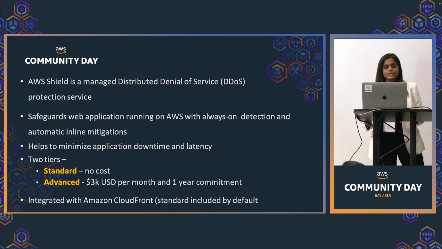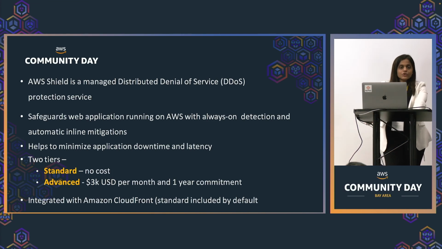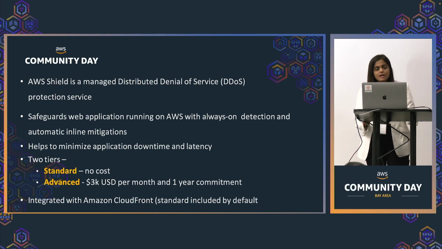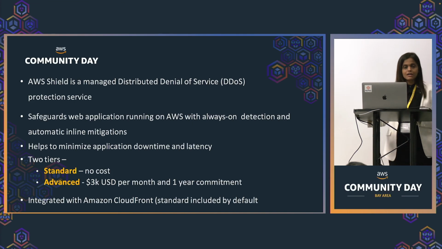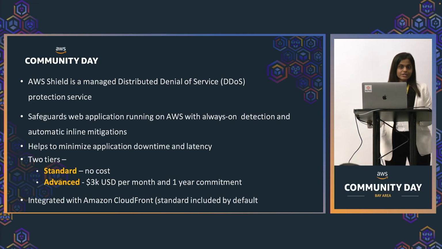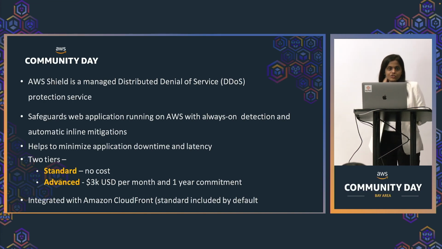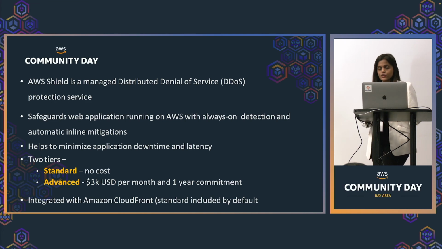Shield. Shield is basically an AWS managed distributed denial of service protection service, where it will safeguard your application running on AWS, with always-on detection and automatic inline mitigations. There are two tiers available for Shield, standard and advanced. Standard is free by default and it can be integrated with your CloudFront, because CloudFront automatically enables standard Shield whenever you are using it as a custom origin. And for advanced, you have to pay a hefty amount because it will take care of additional DDoS attacks.